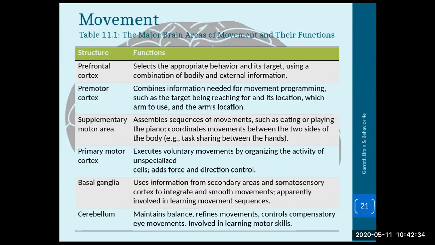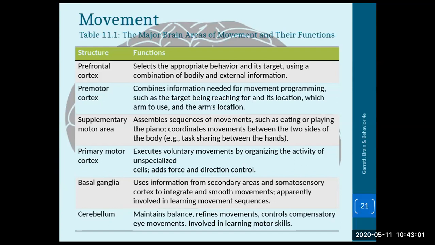So such as the target being reached for and its location, which arm to use, the arm's location. If I'm handing you a pen and you need to know how far away and how much grip you need to grab the pen, if you feel me still holding the pen after you grab it instead of letting go, right? These types of things. That's the premotor cortex that's involved in knowing what to do. Primary motor cortex, again, executes the movement.